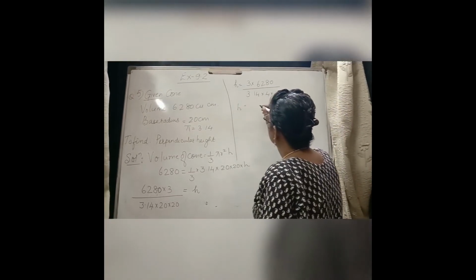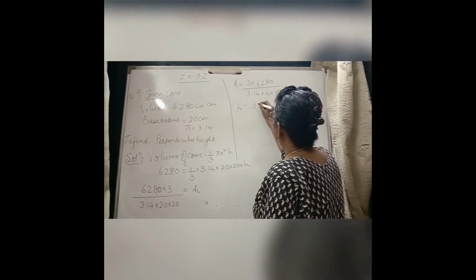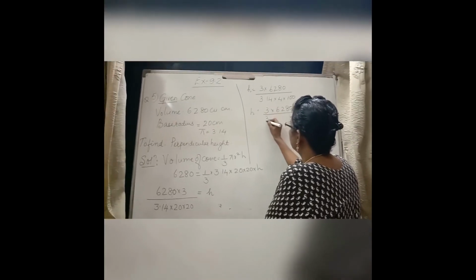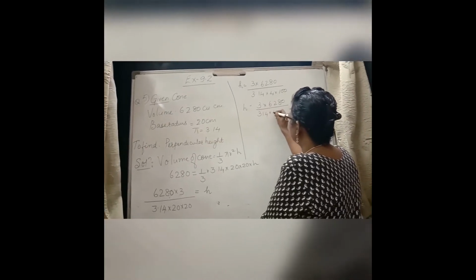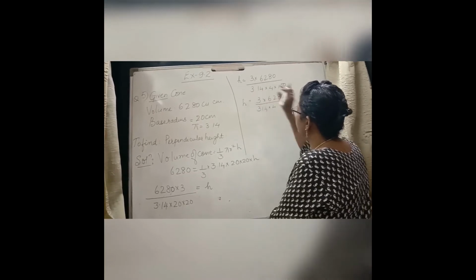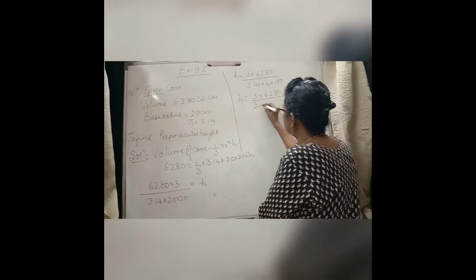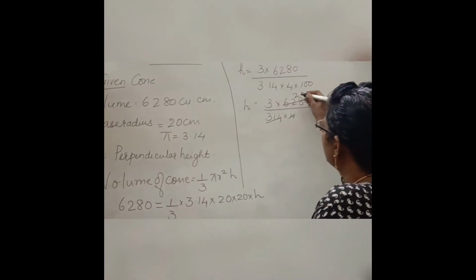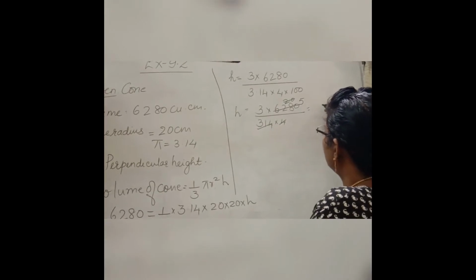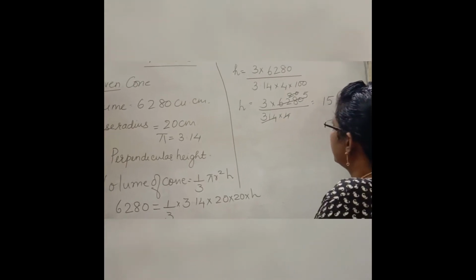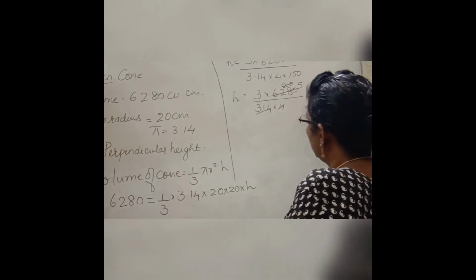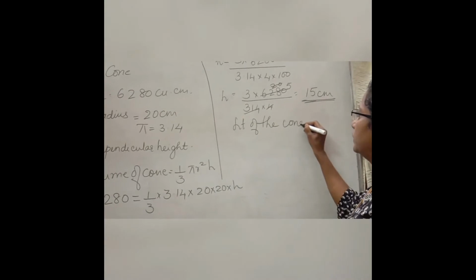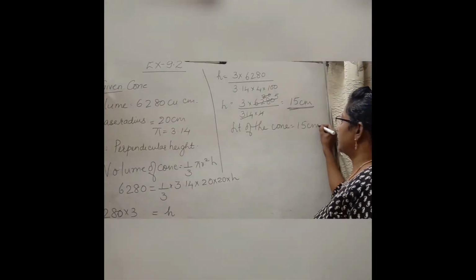So h is equal to 3 into 6280 upon 314 into 4. So 100 into 3.14, 314. So this will be equal to 20. Now 4 5s are. So h is equal to 15 centimeter. Height of the cone is equal to 15 centimeter.